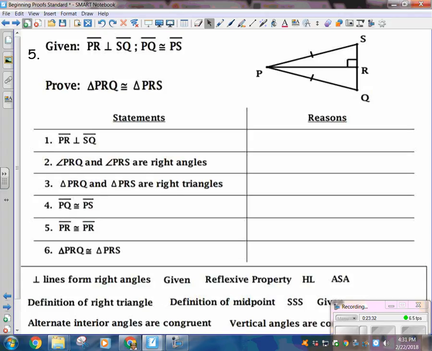First things first, do you know what this symbol is? Got to know your symbols. Got to know your vocabulary. That stands for what? Perpendicular. So what it's saying is 2 line segments are perpendicular to each other. Now, do you know what perpendicular means? From P to R, which comes across here, is perpendicular to the line segment that goes from S to Q. So those 2 are perpendicular.